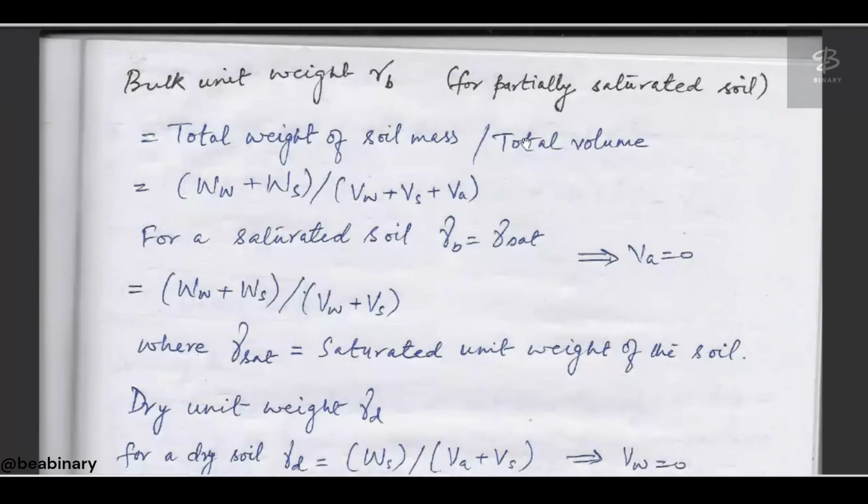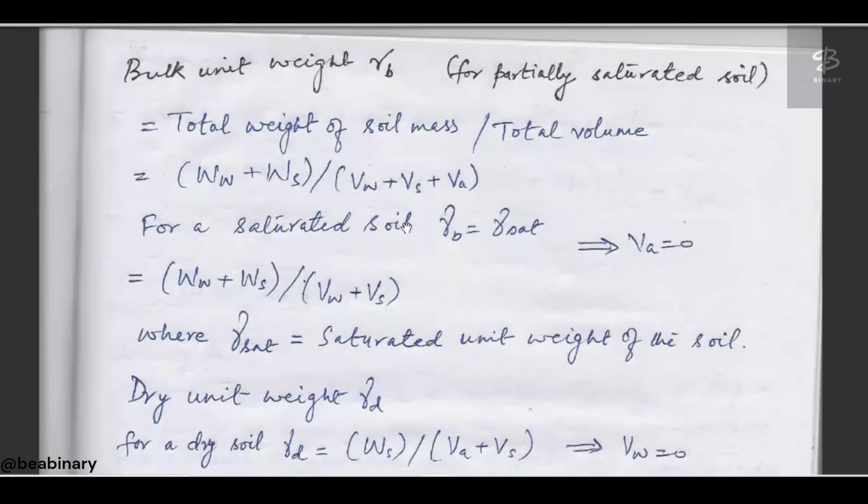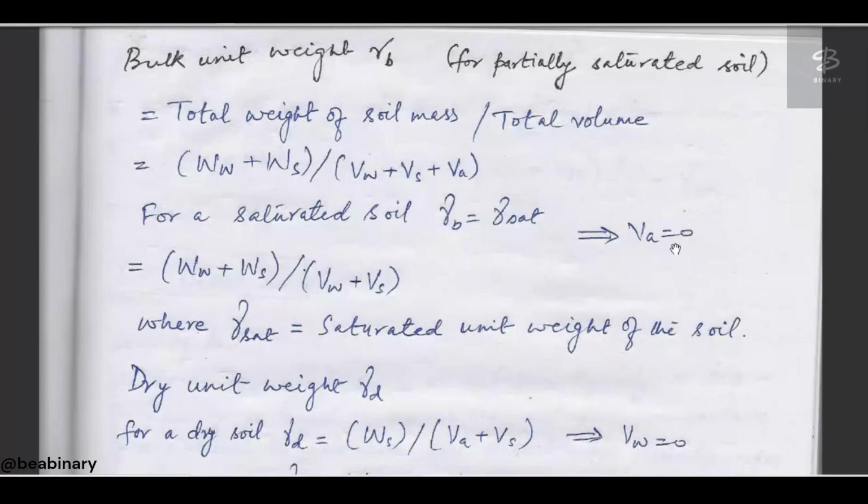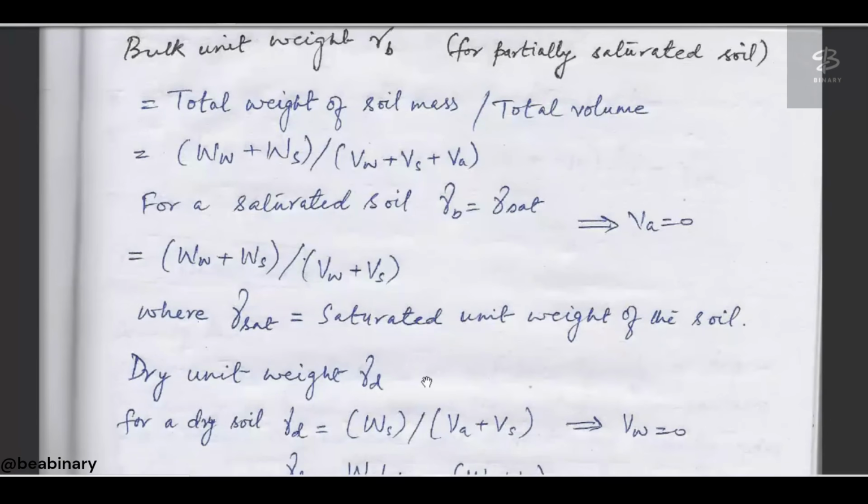ठीक है. तो partially में हमने weight of water ले लिया, air का तो कोई weight नहीं होगा, weight of solids हो जाएगा divided by the volume of water, volume of solid, volume of air. For a saturated soil gamma b is equals to gamma saturated, ठीक है. Saturated मतलब completely saturated soil के लिए हो जाएगा, इसमें V है, वॉल्यूम ऑफ एयर 0 हो जाएगा.